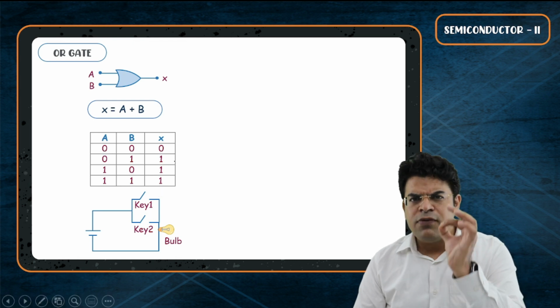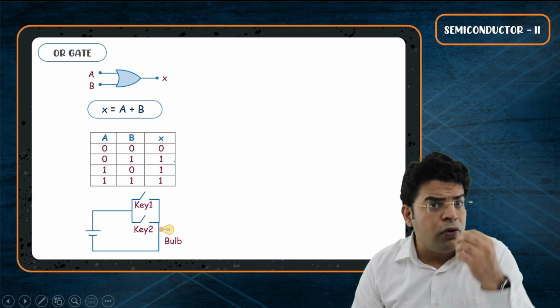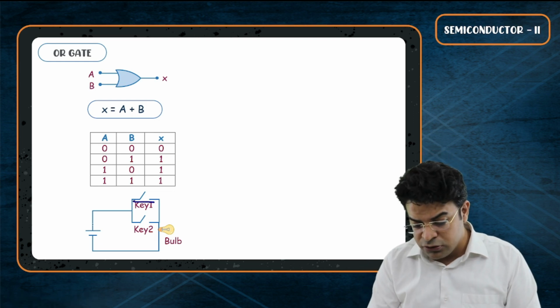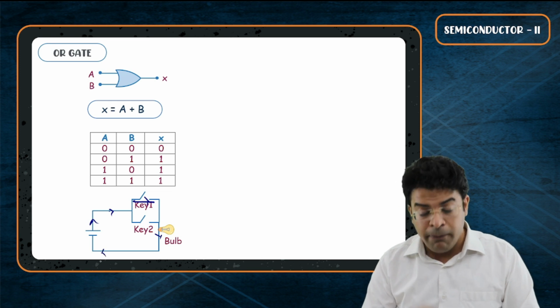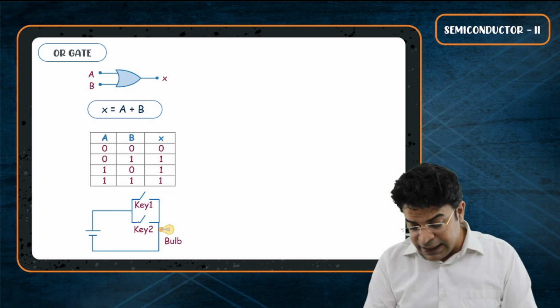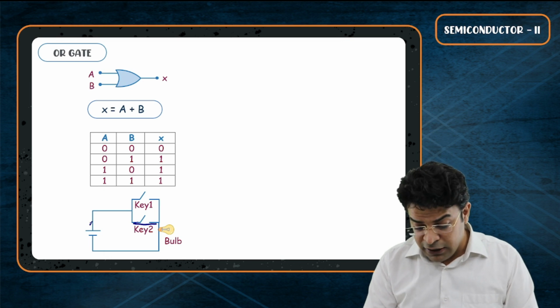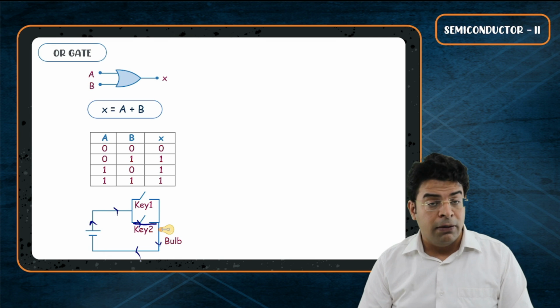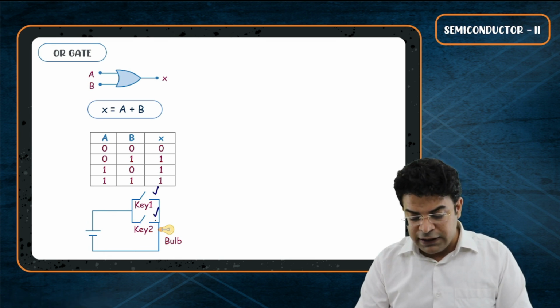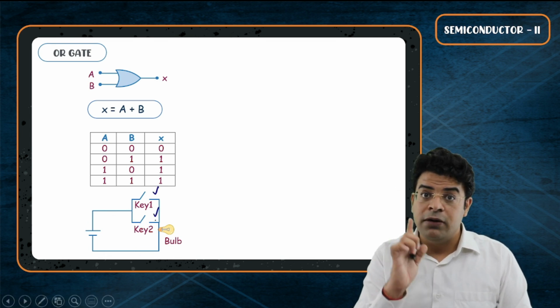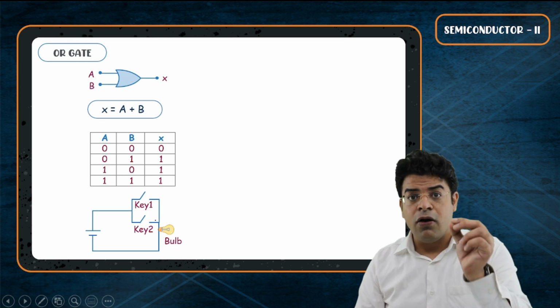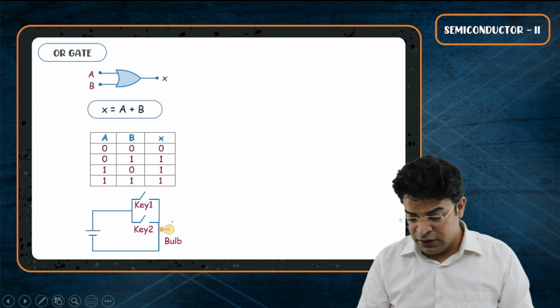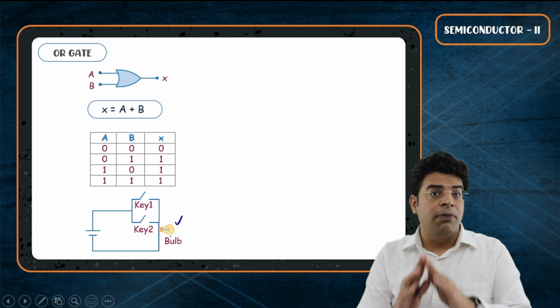But if any one of the keys is closed or both of them are closed, if the first one is closed, then the current can move through the first key, move through the bulb and make the bulb glow. If the second key is closed, then the current can come out of the battery, move through the second key, move through the bulb and make the bulb glow. So if any of the keys is kept as 1, then the bulb will glow. Otherwise, the bulb won't glow.